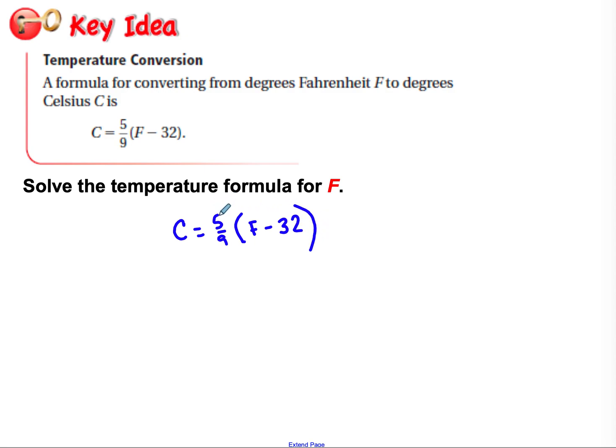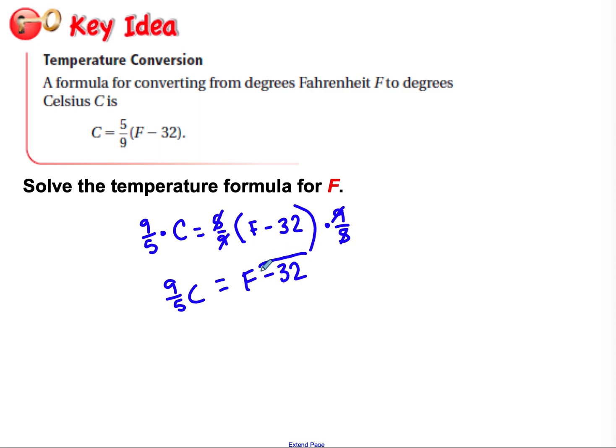Now, I could do distributive, but I'm actually not going to. Normally in an order of operations problem, I do parentheses first and then I do the multiplication. So I'm going to do the opposite. I'm going to get rid of the multiplication first. So I need to multiply by the reciprocal. That's going to be 9/5. I'm going to do times 9/5 over here. The 5's cancel out, the 9's cancel out. So I'm left with F minus 32 equals 9/5 C.